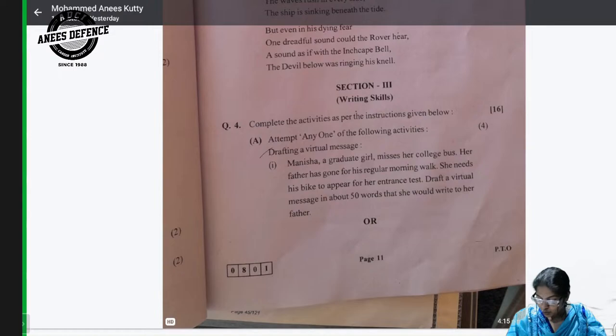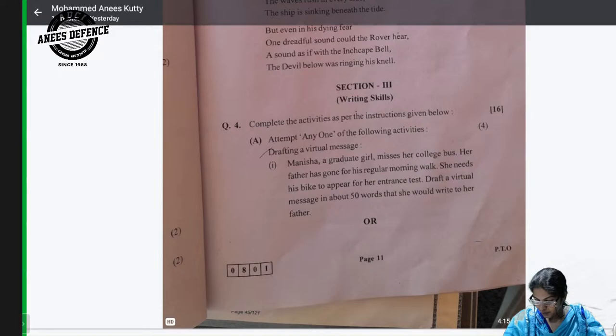So the question asked here was, Manisha is a graduate girl and she misses her college bus. Her father has gone for his regular morning walk. She needs his bike to appear for her entrance test. You have to draft a virtual message in about 50 words that she would write to her father.